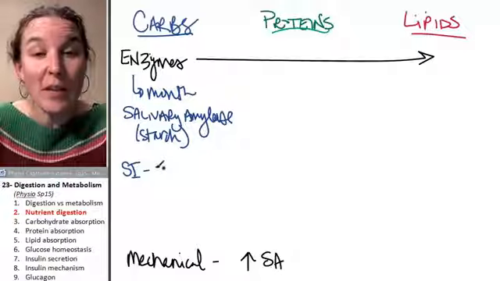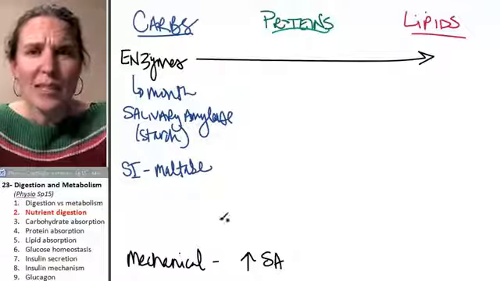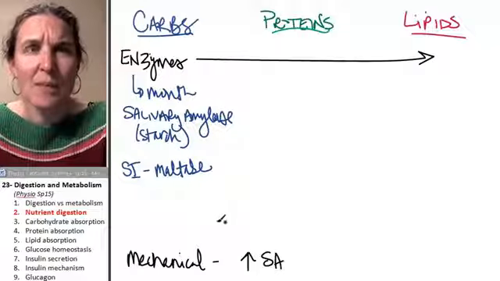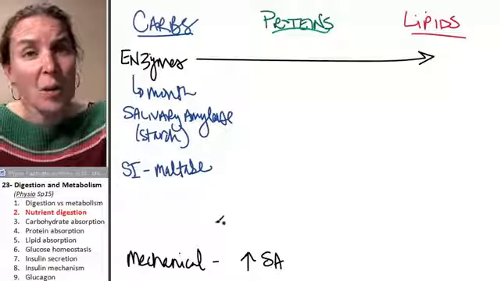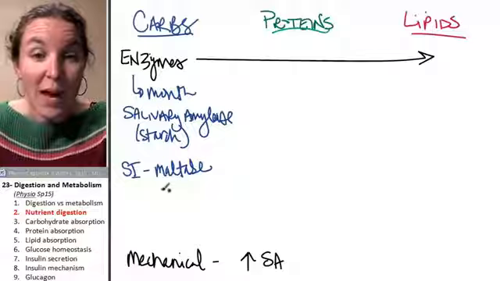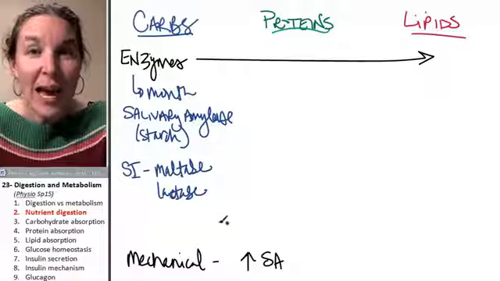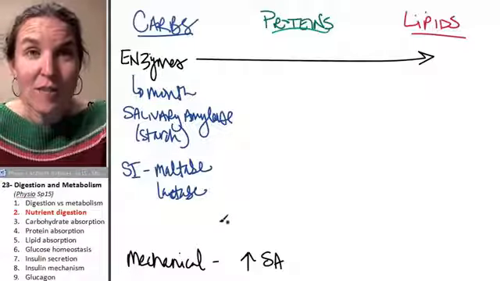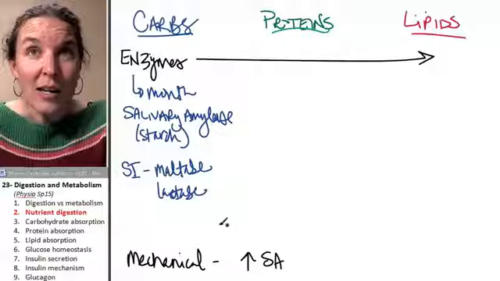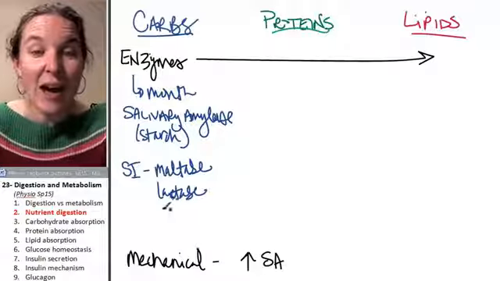We've got enzymes such as maltase, which breaks down a disaccharide called maltose, which is made of two glucose molecules. We have lactase, which breaks down lactose, which is made of galactose and glucose. And then we have another one.